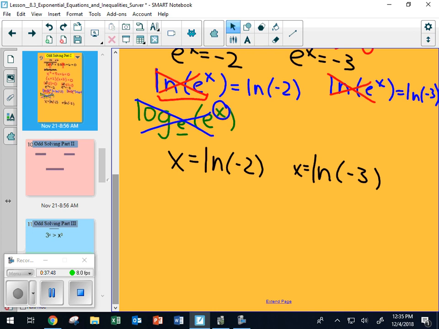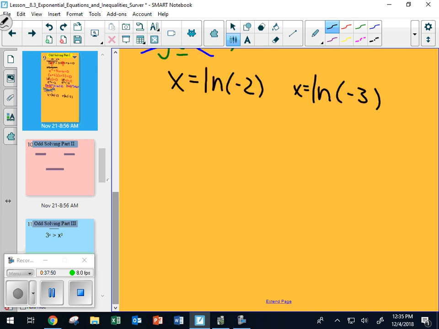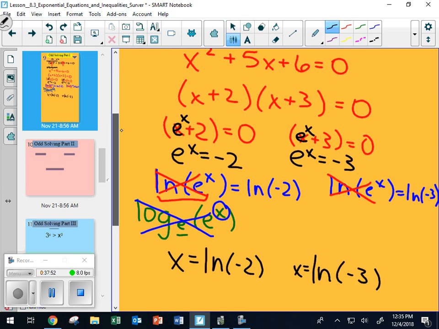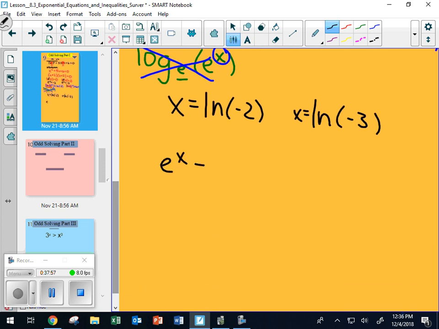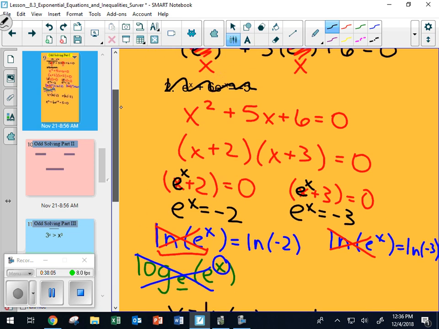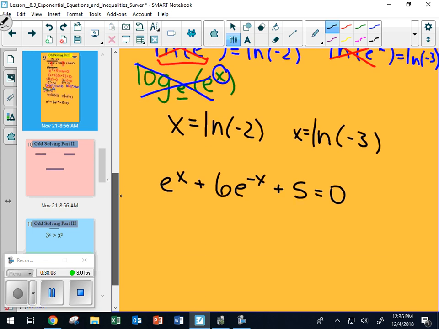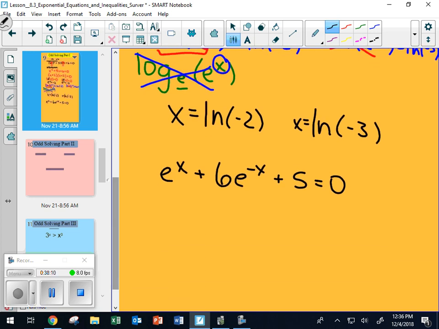Now there was one more example on here, and that other example gave us, what was it again? You have e to the x plus 6e to the negative x plus 5 is equal to 0, right? Equals negative 5, which is equivalent to adding 5 to both sides. So those two are equivalent. And here our problem is, wait, e to the negative x, what do we do with that?